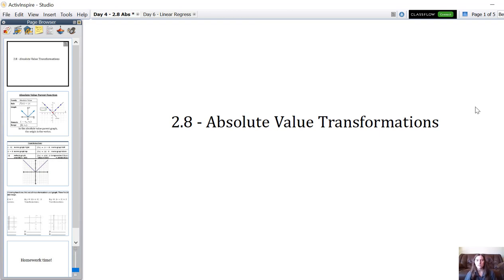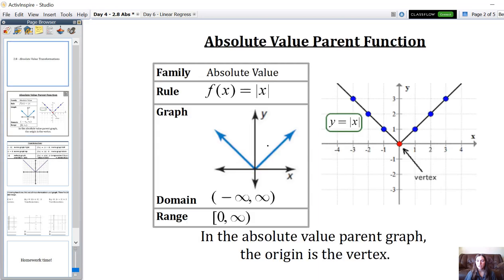Now we're going to look at absolute value on a Cartesian graph, an xy plane. So here is the parent function of absolute value. It has two straight lines that meet at a vertex. The parent function has the vertex at the origin, and each of these lines has a specific slope. The line going to the right has a slope of +1. The line going to the left has a slope of -1.